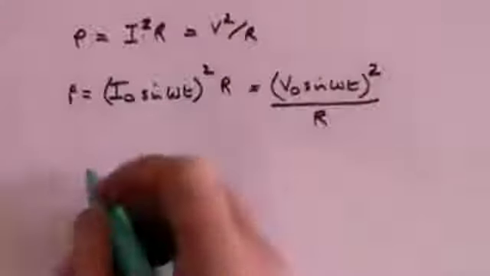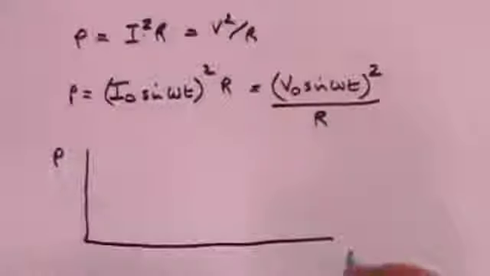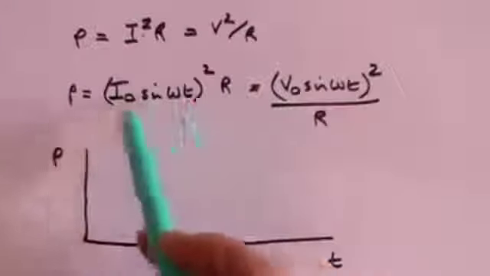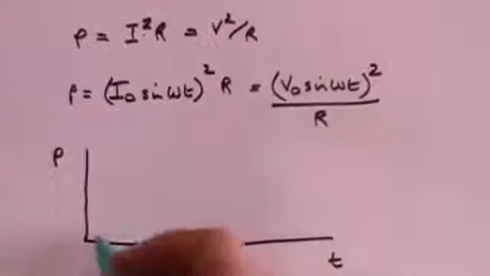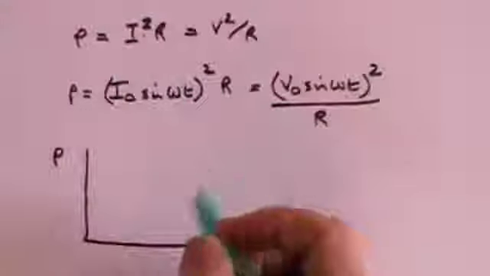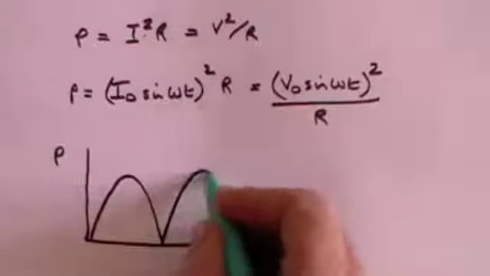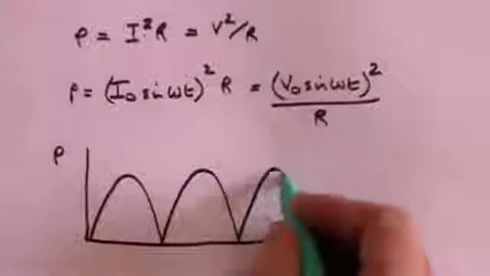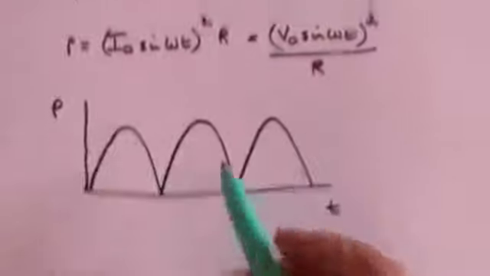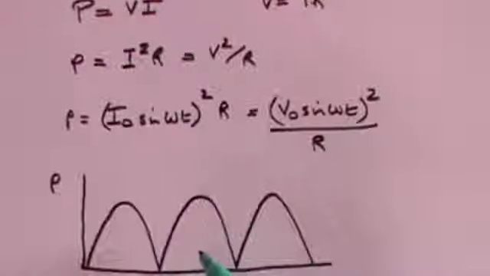So if we now plot the power against time, we see that we've got a squared term, an I squared term. So we are going to get essentially the sine wave squared. And that's going to look like this. It's never going to be negative. It's not going to go under here. It's never going to do that, because sine squared will always be positive. Multiply any number by itself and you get a positive term.